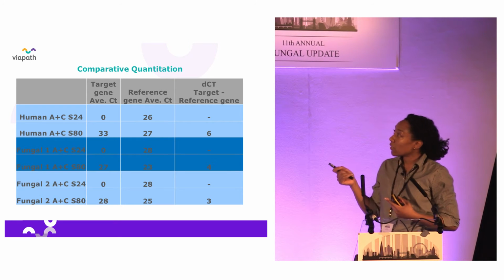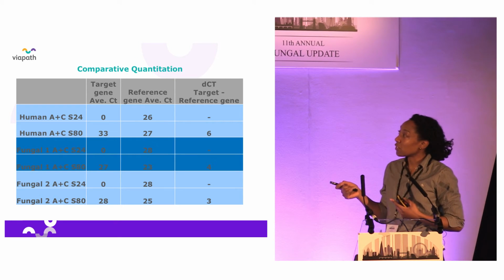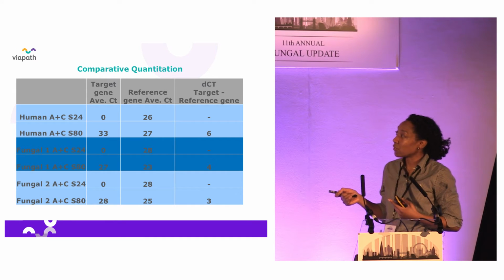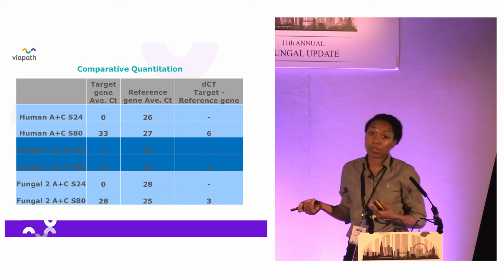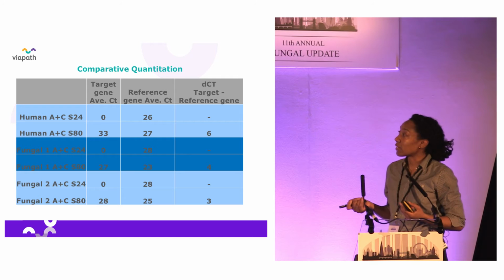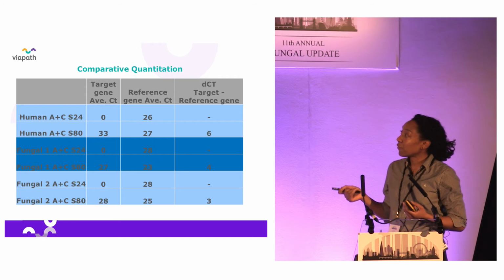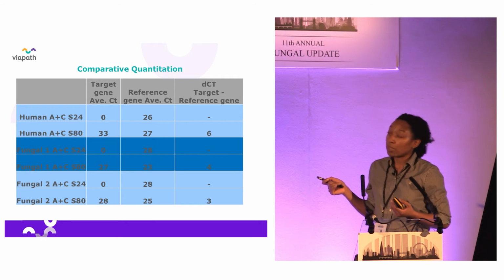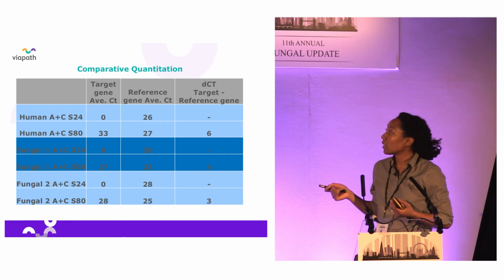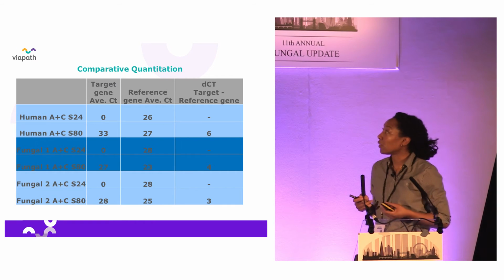I'm showing you here the target gene compared to a human reference gene and 2 separate fungal genes. For the 24-hour sample with any reference gene, there was no amplification, there was no CT value for that sample time point. But for the 80-hour sample, there was a 2 log difference when a human reference gene was used, a 1 log difference for either of the fungal genes used.